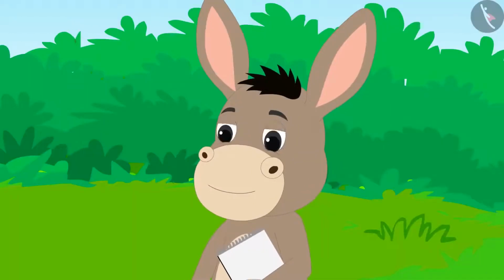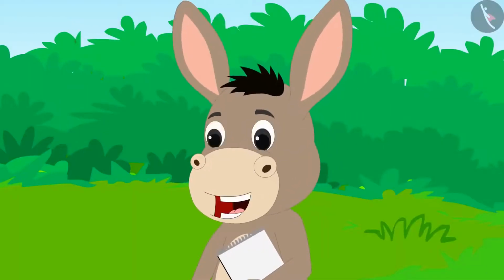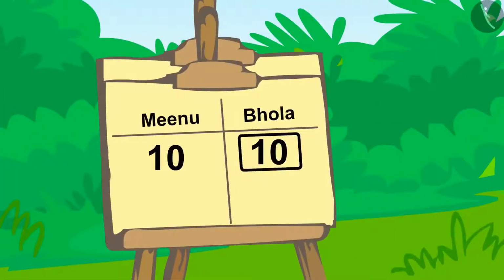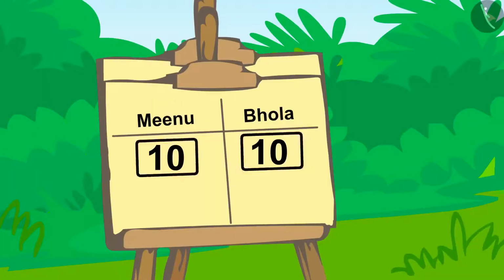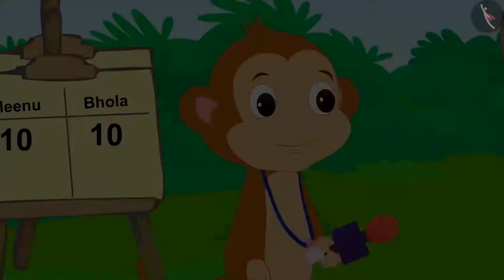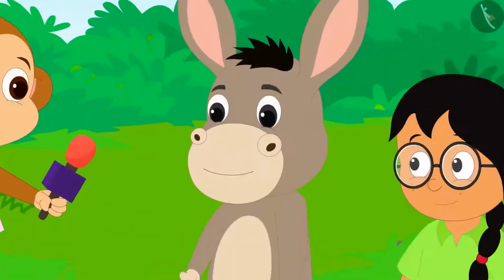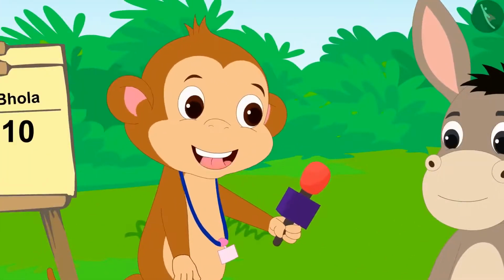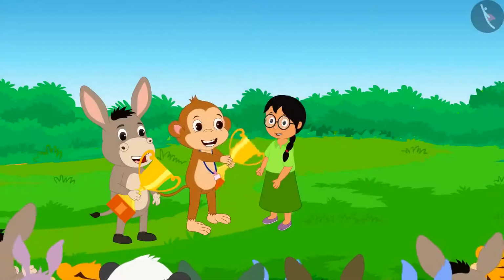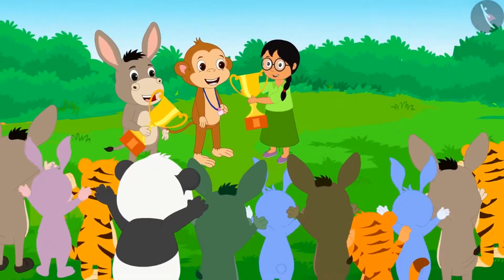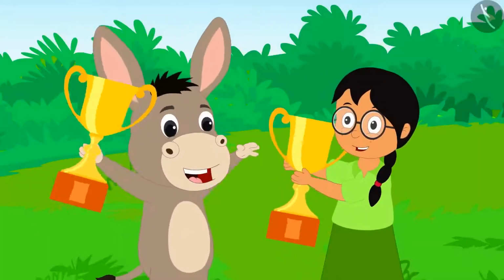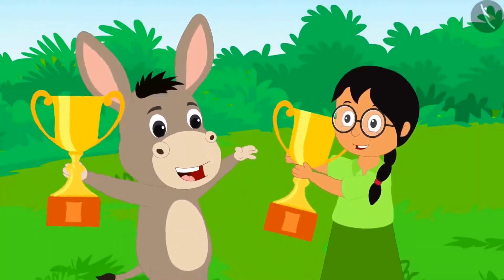This time, Bhola correctly identified the rule of number pattern and won 10 points. Meenu and Bhola have scored equal points. Babban declared both Bhola and Meenu the winner of the competition and gave them the winning trophy. Everyone in the audience is clapping. Bhola and Meenu are happily dancing.